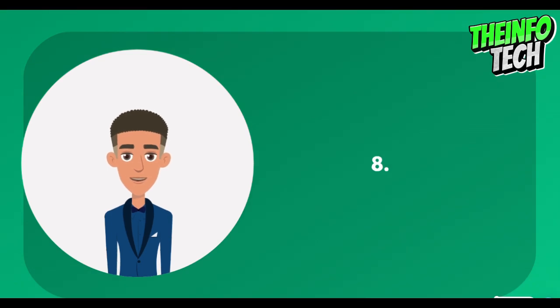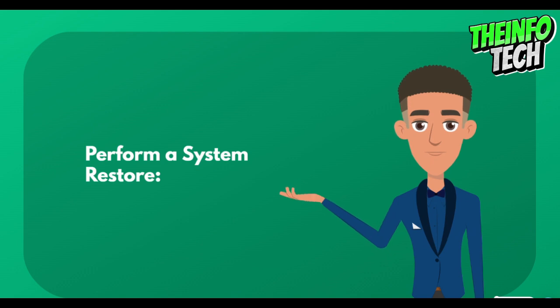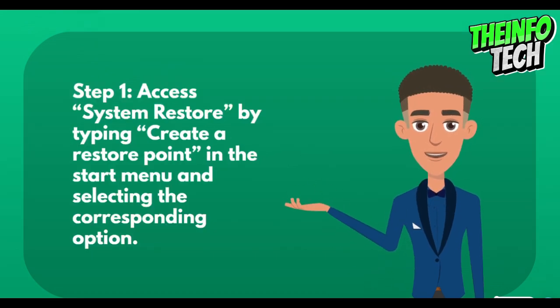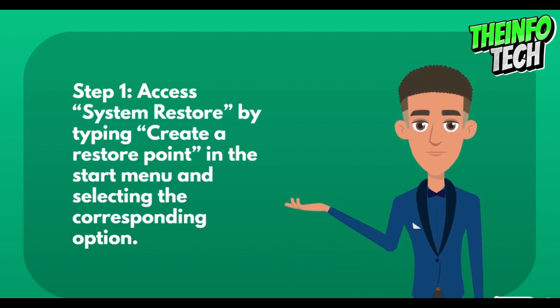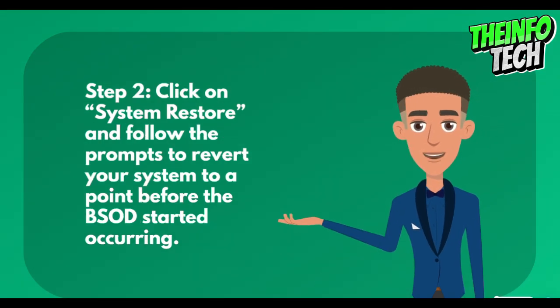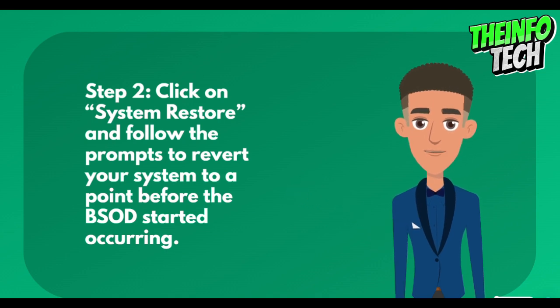8. Perform a system restore. Step 1. Access System Restore by typing Create a Restore Point in the Start menu and selecting the corresponding option. Step 2. Click on System Restore and follow the prompts to revert your system to a point before the BSOD started occurring.